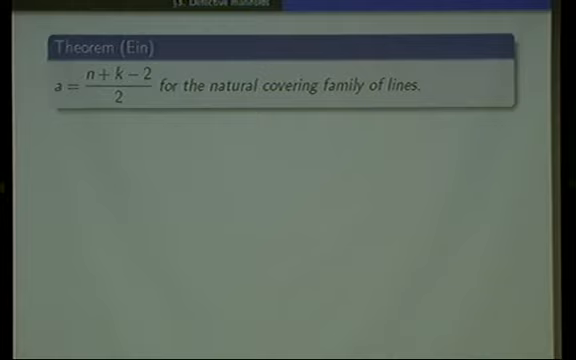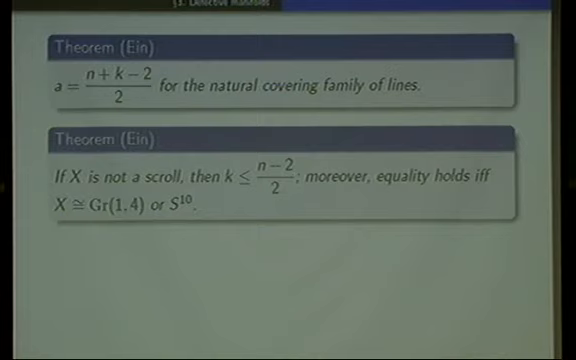Okay. That's good news, right? The second is that when X is not a scroll, then there is an upper bound for the defect. And moreover, equality holds exactly for the self-dual manifolds, namely, again, the Grassmannian and the spinor variety S_n.